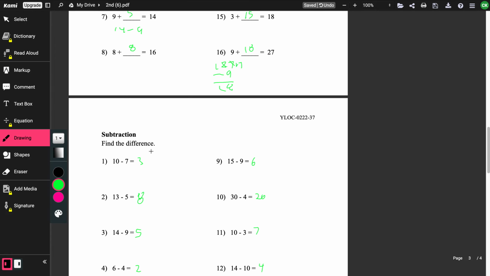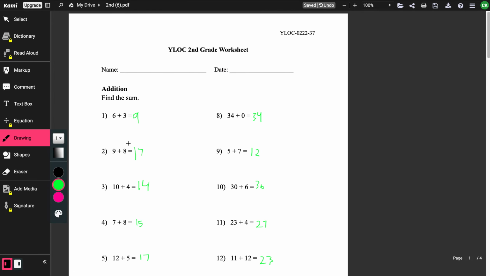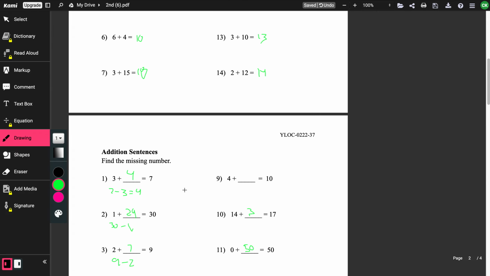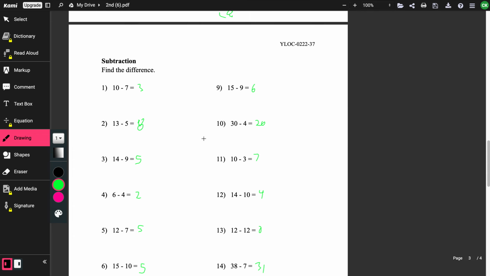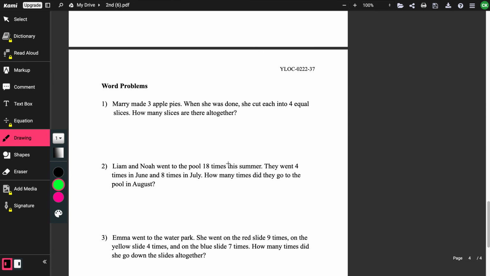And there you have it. That's how you do subtraction. So all of these are pretty simple. This one's adding, this one's subtracting. Well, subtracting mainly because you need to find the addition sentence, and this one's subtraction. Okay. So let's move on to some word problems.